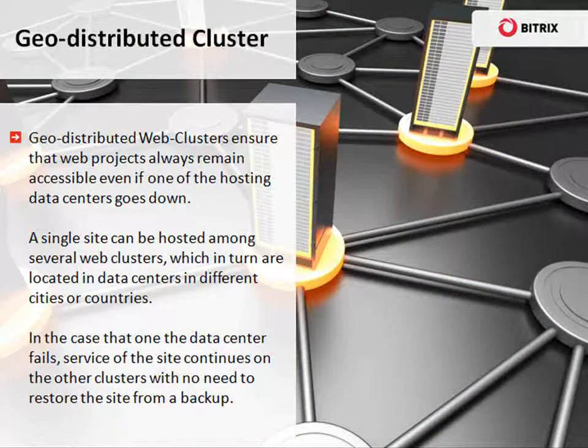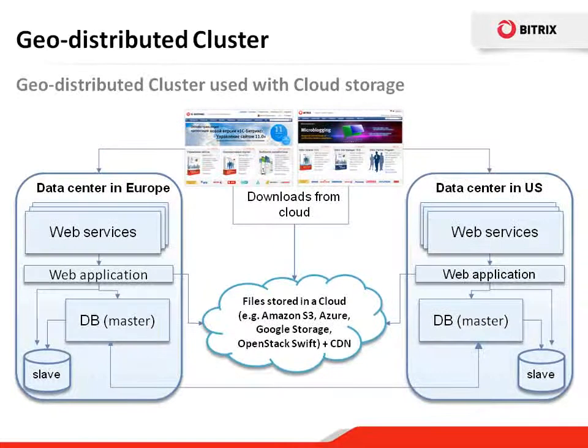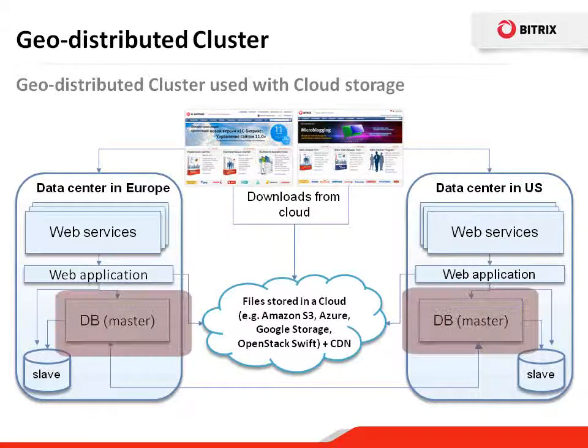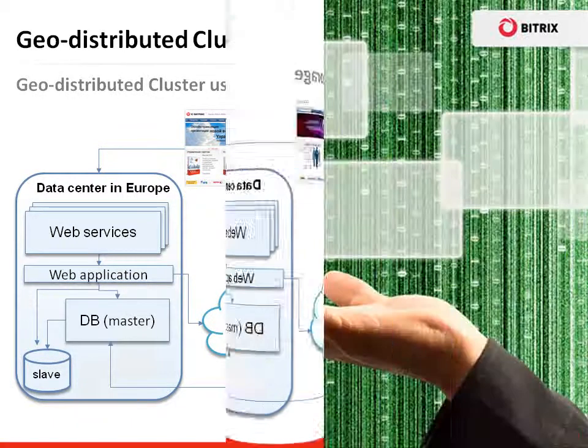Geo-distributed clusters means that your website can be hosted in multiple physical locations. Suppose you have one cluster in Europe and another in the US. If one of them fails for any reason, the master server in the other cluster will compensate immediately and provide service to visitors that were being served by the one that failed.